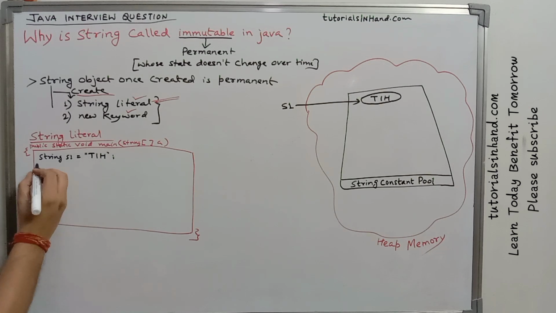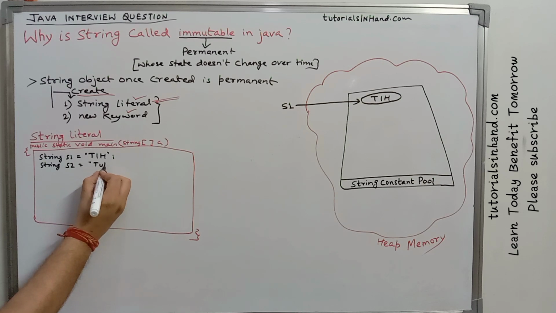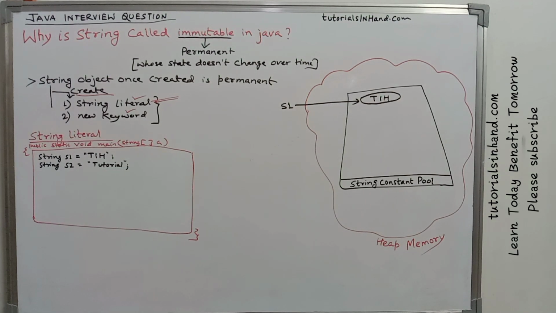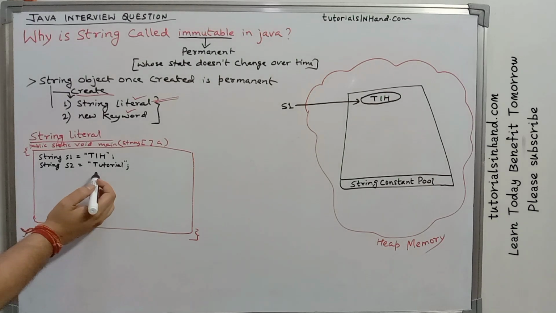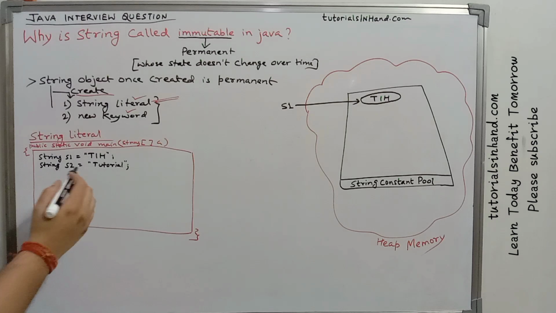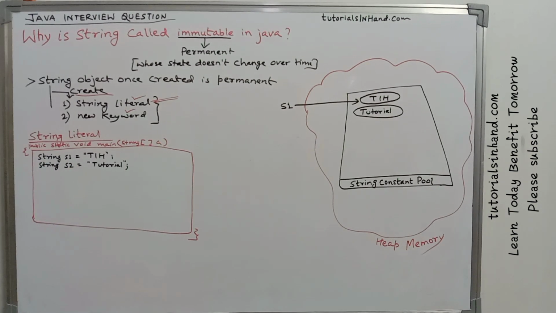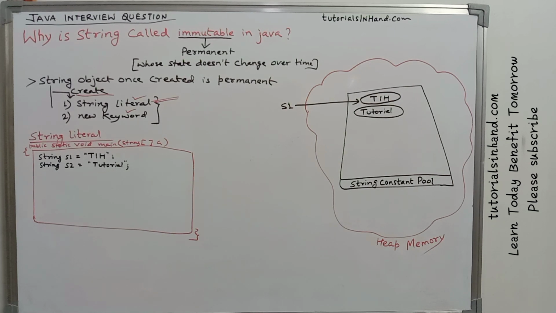Now suppose we write one more line, String s2 = "tutorial". Again it will check whether this tutorial string object is present in the string constant pool or not. If it is not present, it will create the tutorial object there also. Now the tutorial object is also created in the string constant pool, and s2 will refer to this newly created tutorial object. So now you can see that s2 is referring to tutorial.